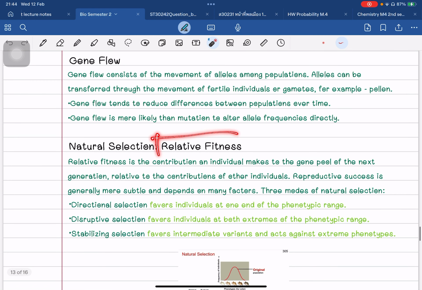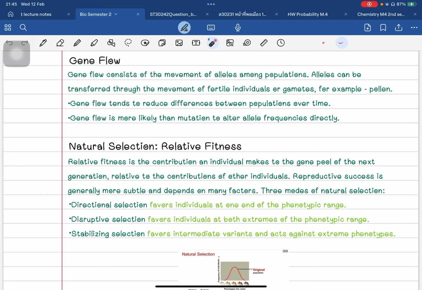Another one is natural selection. So we're going to talk about relative fitness. Relative fitness is the contribution an individual makes to the gene pool of the next generation relative to the contributions of other individuals. Reproductive success is generally more subtle and depends on many factors.